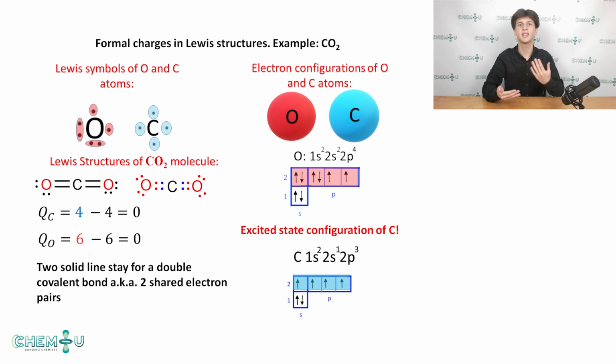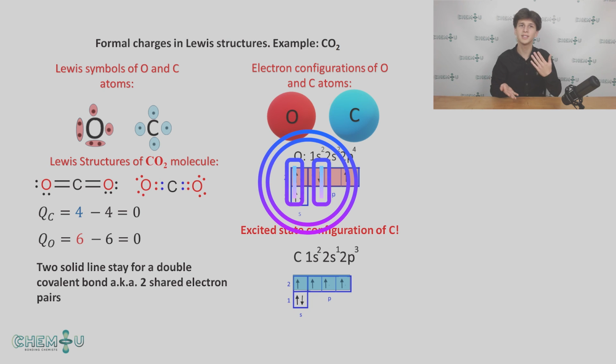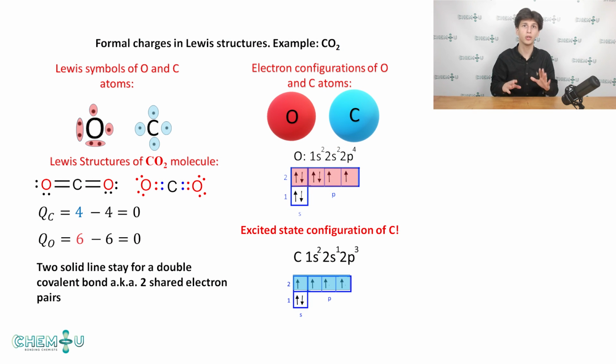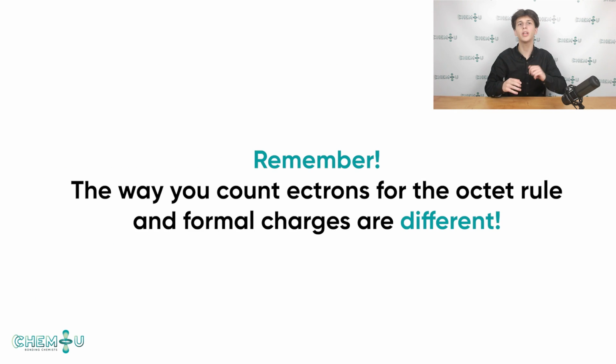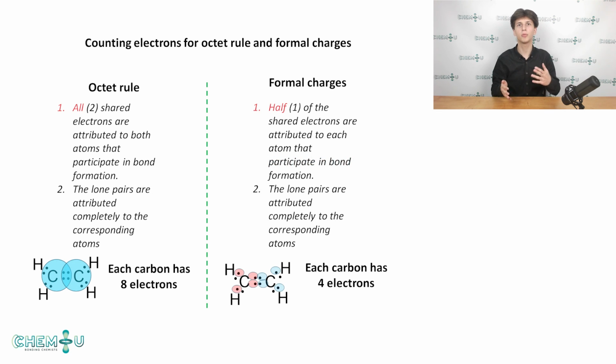If we subtract the number of electrons that carbon has in the Lewis structure and in the free state, we will obtain 0. It means that neither carbon nor oxygen has formal charges. Pause the video and inspect the calculation by yourself carefully once again. Remember that the way you count the electrons for the octet rule and formal charges are different. While considering the formal charges, we count only 1 electron from each shared pair that represents a bond.